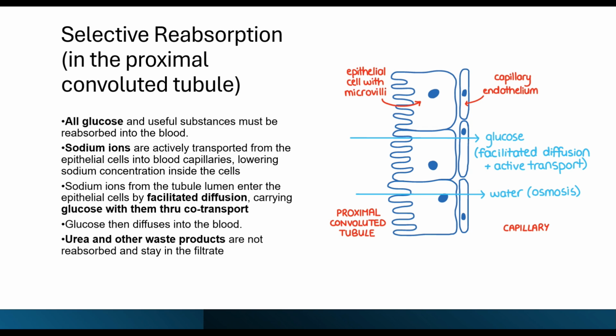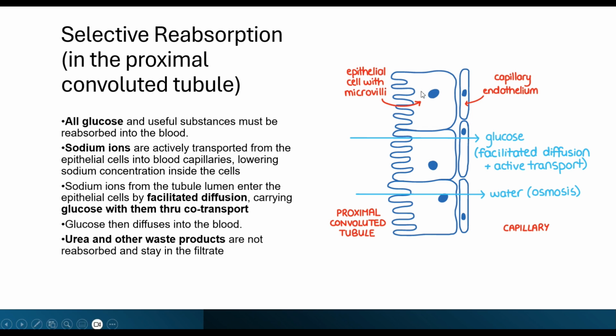So to move this glucose back into the blood, it needs to be moved by co-transport. If you look at topic 3 or something, you'll see co-transport there. That's all that's going on here. It's basically explaining that it's going to be reabsorbed by co-transport. Glucose then diffuses into the blood. Urea and other waste products are not reabsorbed and stay in the filtrate.